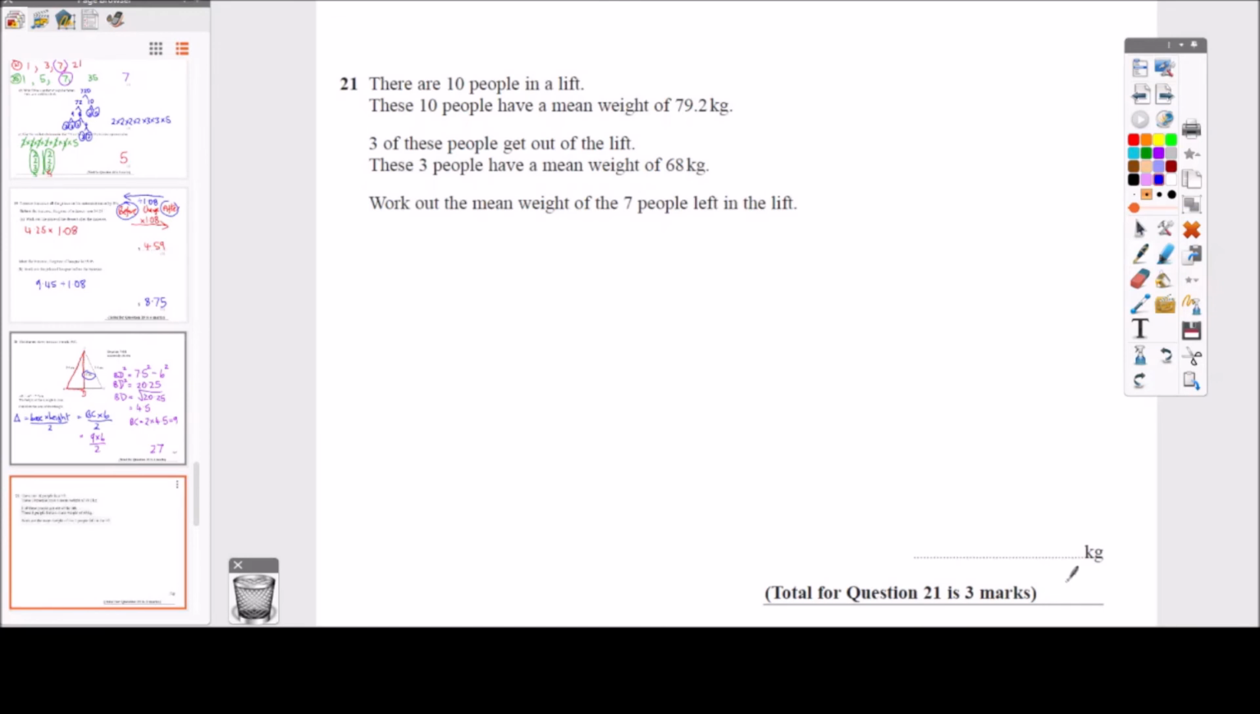Question 21. So we've got 10 people in a lift. Their mean weight is 79.2. So the total weight of the 10 people is going to be 10 times 79.2, which is 792. So let's just think about that for a minute. If we were working out the mean, we would do the total, 792, divided by the number of people, 10, to get 79.2. So just working it the other way, 10 lots of 79.2 gives you the total of 792.